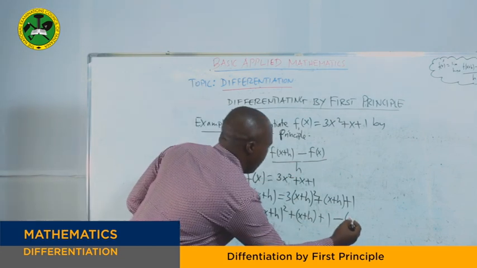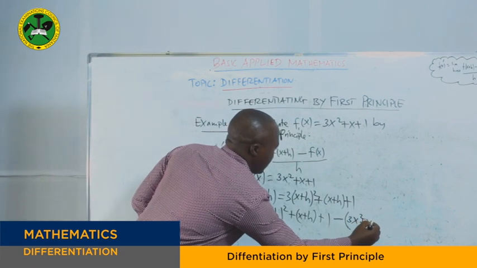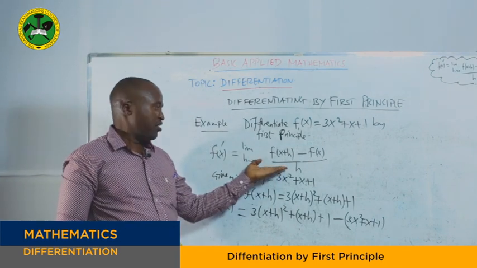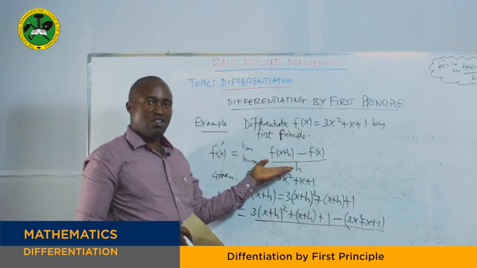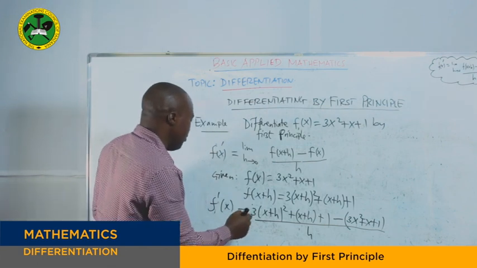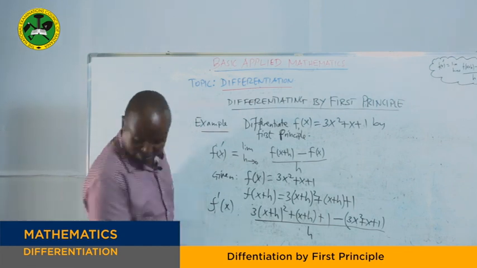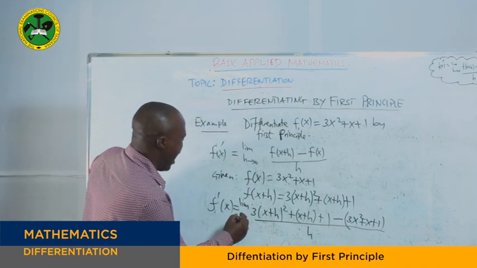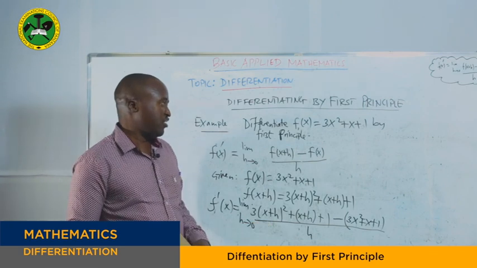So here it will be minus, we have 3x squared plus x plus 1. Then divide by or over h, so you just divide by h. But remember to put a limit. Remember to put a limit. Our formula starts with a limit. So here we just say is equal to the limit as h approaches 0 of this expression.